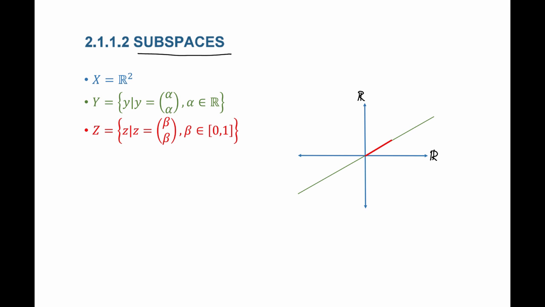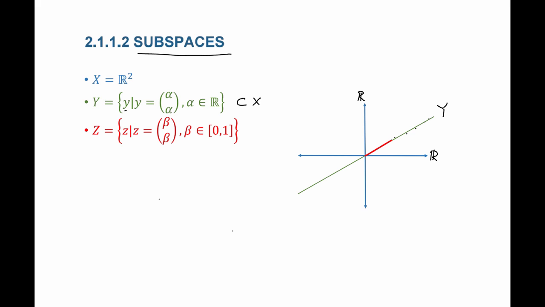And if we consider two of its subsets, the first one is y, which is a subset of x. It's made out of these vectors small y. Y has components alpha and alpha, so it's the set of vectors whose two components are equal. Y is represented by that green line on that figure. Every point on that line represents one of the vectors with equal components.